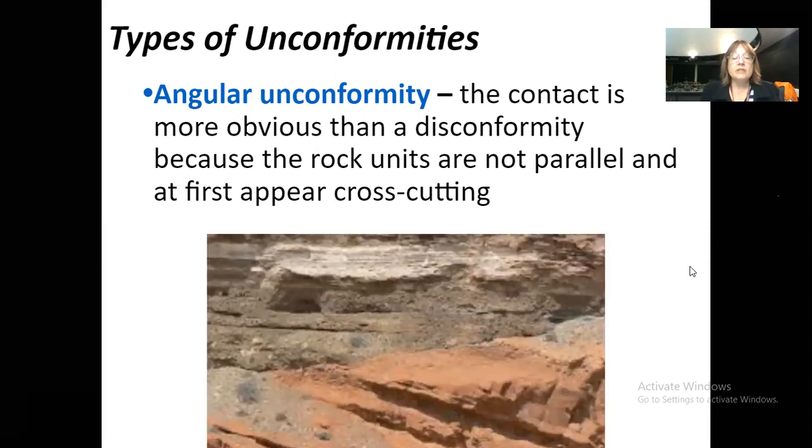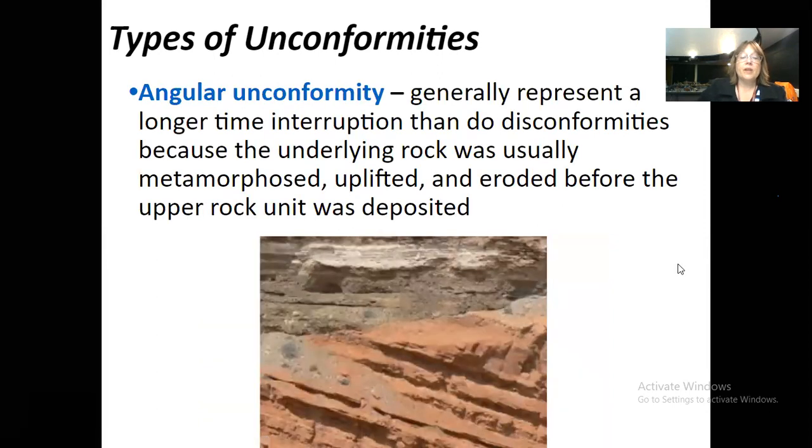It is more obvious because the rocks below are tilted. This also generally represents a longer period of time because the rocks below formed flat and horizontally, and something occurred to tilt them. So first we have to have the formation of these thick layers of tilted rocks, and then we have to have the events that cause them to tilt. So something that would cause large-scale rocks like this to tilt upward would be tectonic forces or the collision of plates that would lift that up.